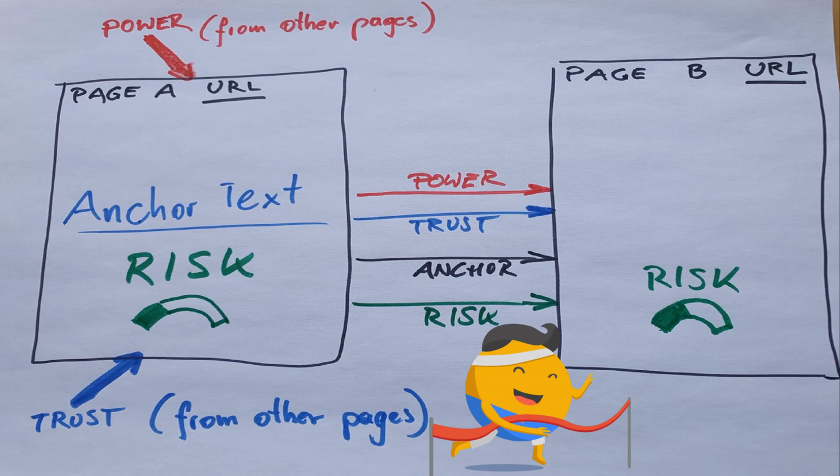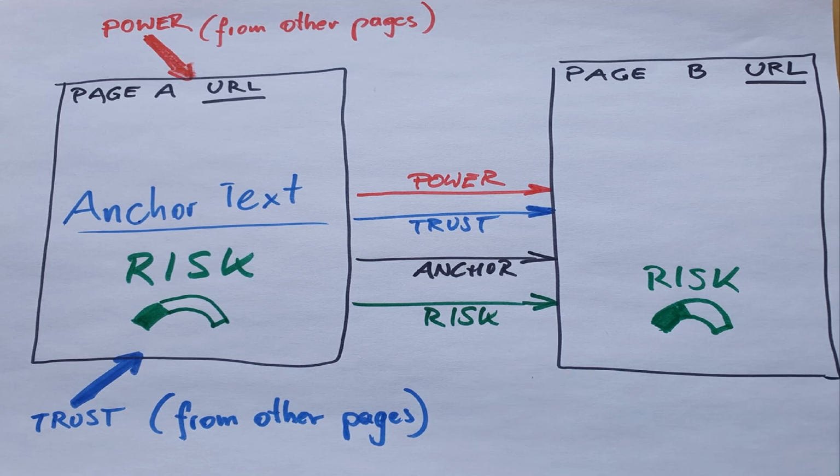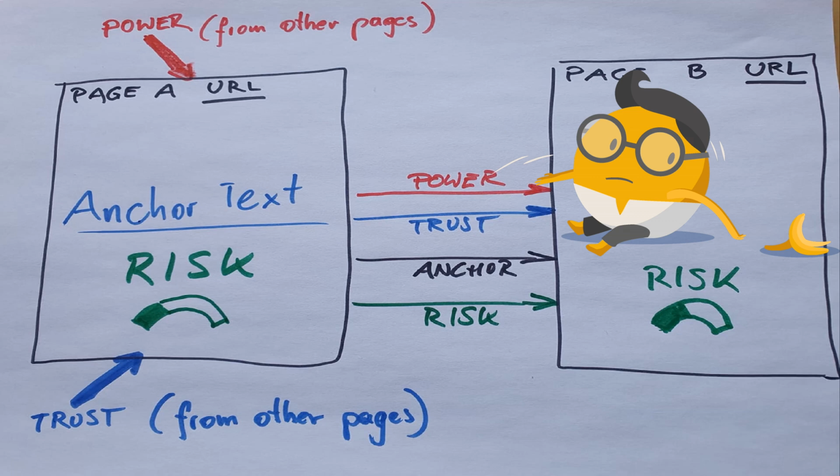You don't want to build links with low trust. You don't want to build links with high risk. And if you only build links with high power and you ignore risk and trust, then you are in trouble. You could get a penalty by building only links that are very powerful but have low trust or high risk.